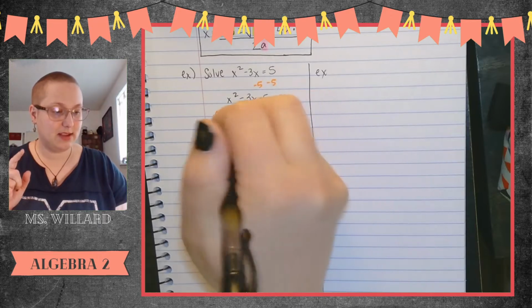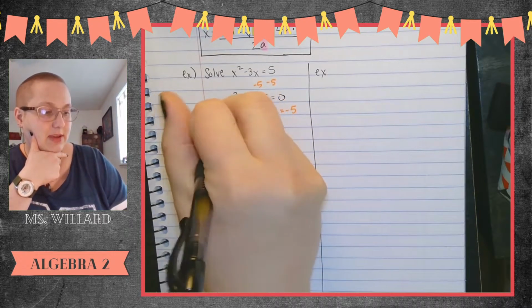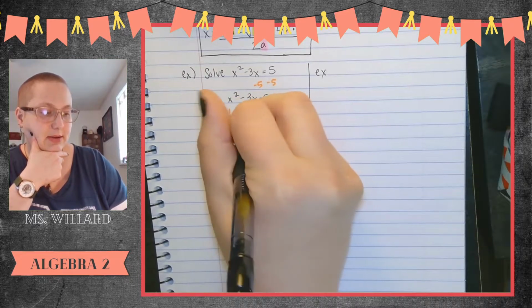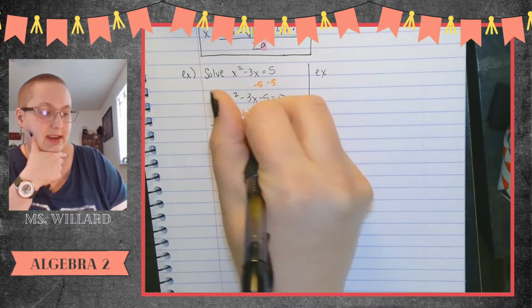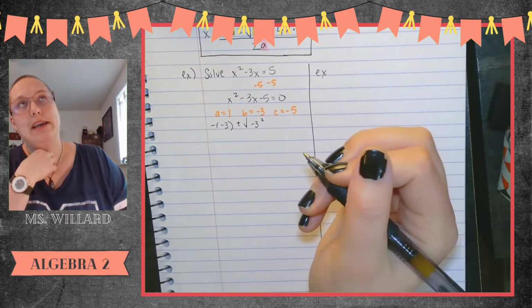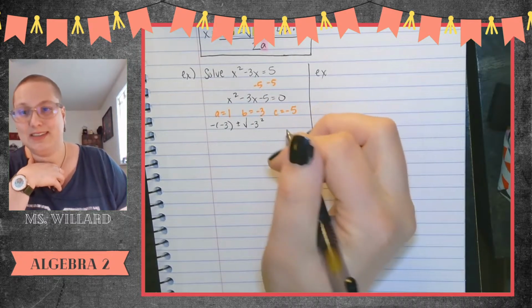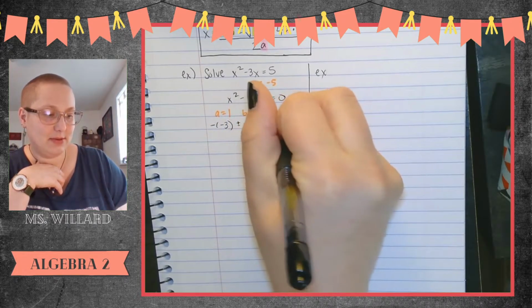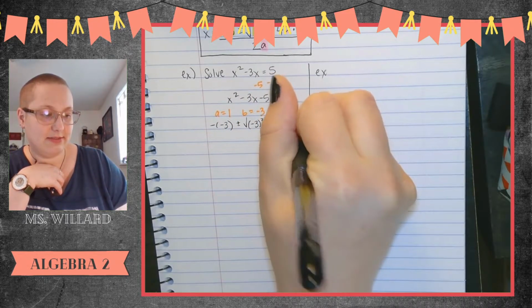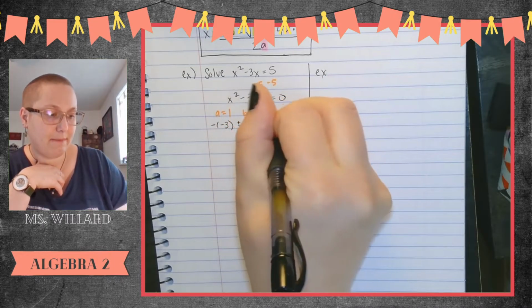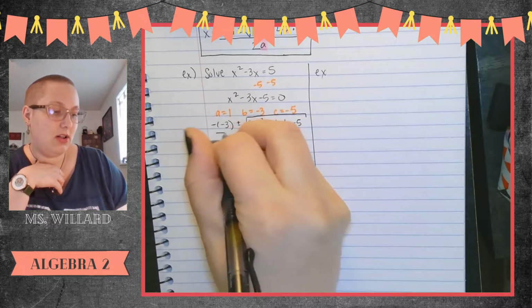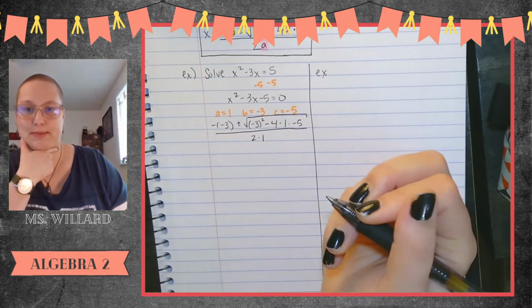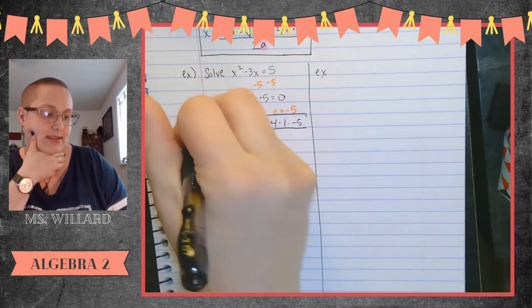Let's do this. So we're going to do negative b, so negative 3, plus and minus the square root of b squared. It's negative 3 squared. Now, if you do negative 3 squared in a calculator, it'll tell you it's negative 9, and it's not. So we have to put parentheses around this. And then we're going to do minus 4 times 1 times negative 5, and that's all over 2 times a, which is 1. And that's what x equals.